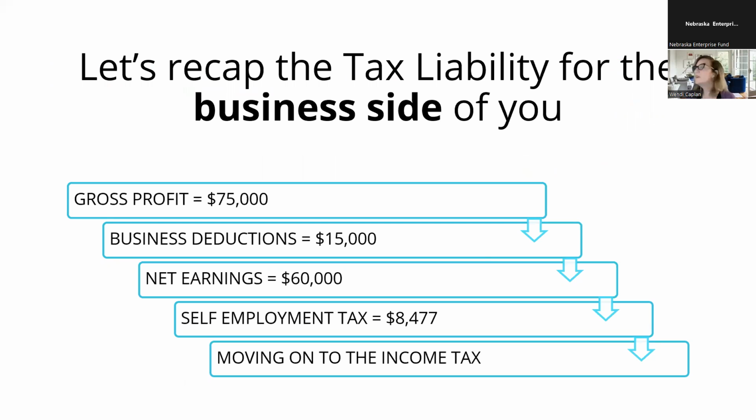So let's recap a little bit. We have our gross profit. We are subtracting our business deductions. Now we have our net earnings. We had a self-employment tax based on that of $8,400. So that's our self-employment tax. Now we've got to move on to the federal income tax.